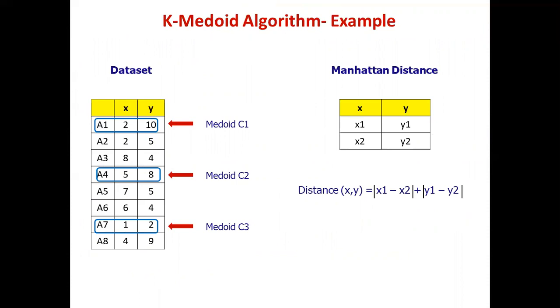Now we will find the distance from each non-medoid object to the medoid objects. Here, Manhattan distance is used to compute the distance. The formula for that is distance of (x, y) is equal to |x1 minus x2| plus |y1 minus y2|. Here only the absolute values are considered. The reason I have mentioned only two terms in the formula is that we will find the distance for two points, x1, y1 and x2, y2, at a time, since we have only two attributes x and y.